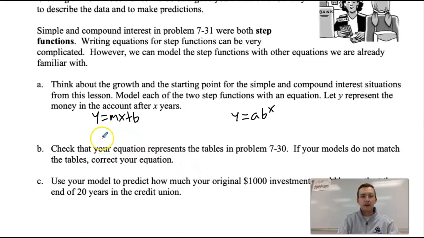For our bond, our starting value is $1,000, and we're adding $80 a month. That is our slope. So we can think about that equation as y equals 80 times x plus 1,000. And this was for the bond.